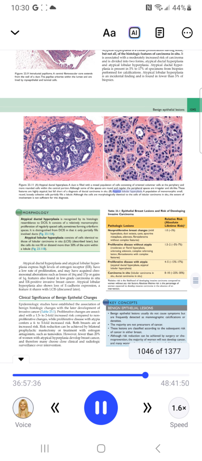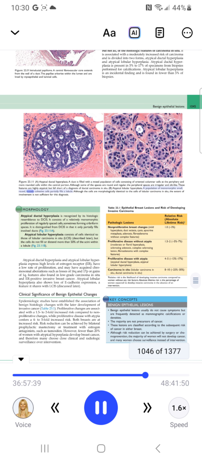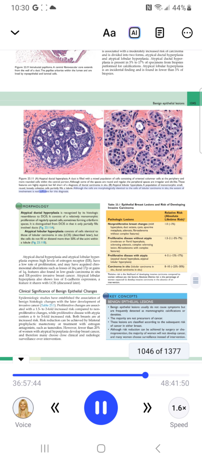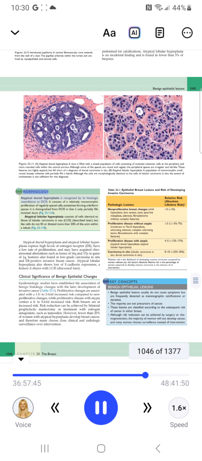B, atypical lobular hyperplasia. A population of monomorphic small, round, loosely cohesive cells partially fills a lobule. Although the cells are morphologically identical to the cells of lobular carcinoma in situ, the extent of involvement is not sufficient for this diagnosis.